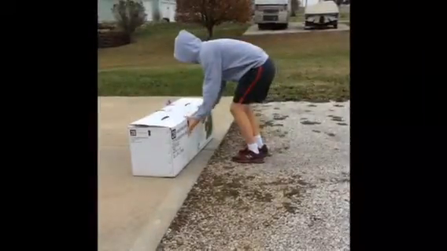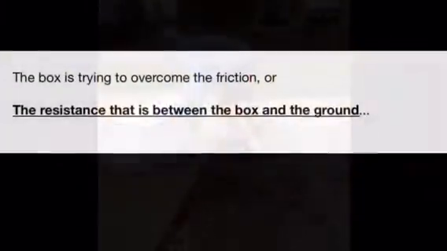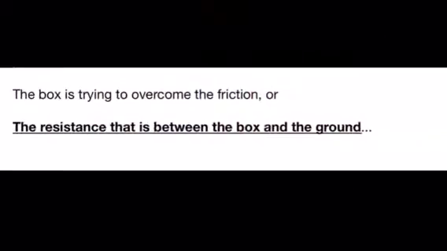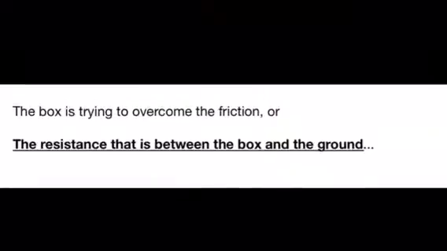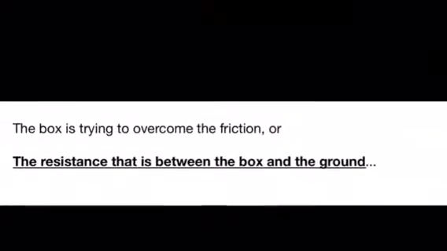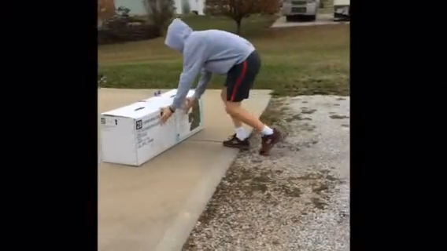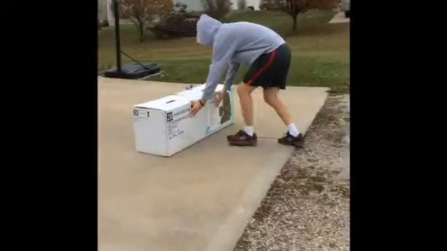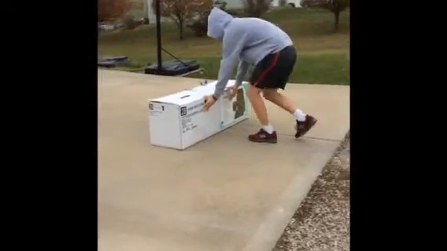As he pushes the box, there is a small moment before the box begins to move. This is due to the box trying to overcome the friction, or the resistance that is between the box and the ground. At this point, it's a static friction. Now that the box is moving, friction is still in play, though the applied force that the boy is putting on the box outweighs that friction.